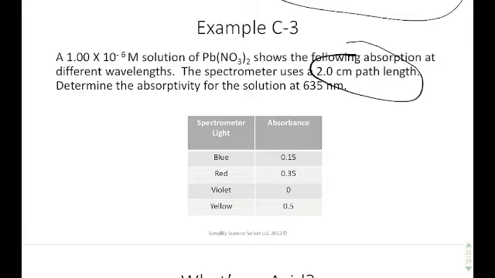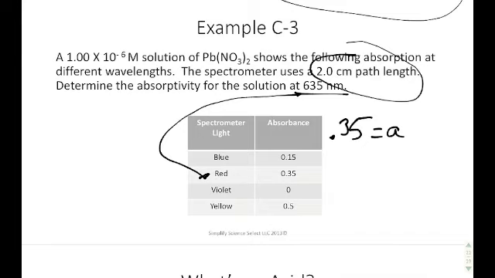So the first thing that you need to do is identify the appropriate wavelength. And 635 nanometers is red. Okay, once I've done that, I have an absorbance, 0.35. I know the concentration of the solution, I just don't know the absorptivity.